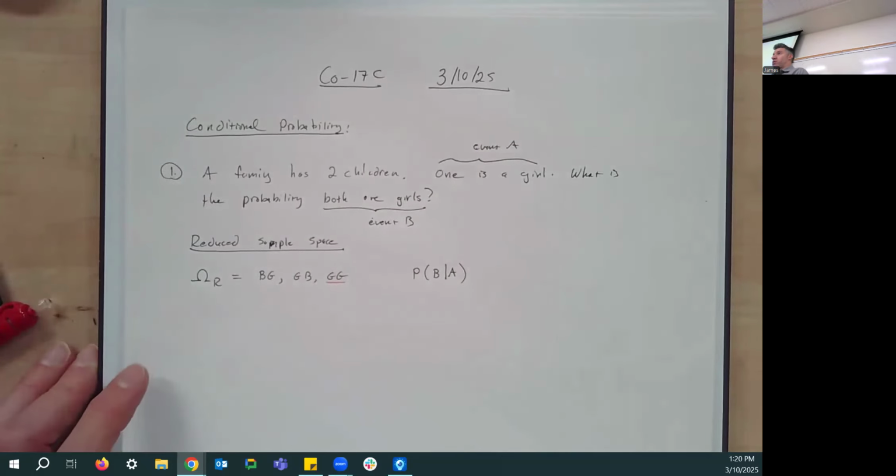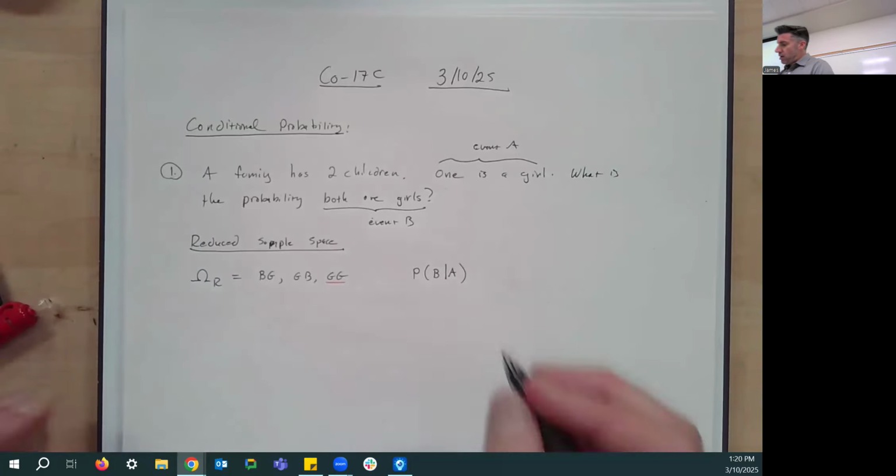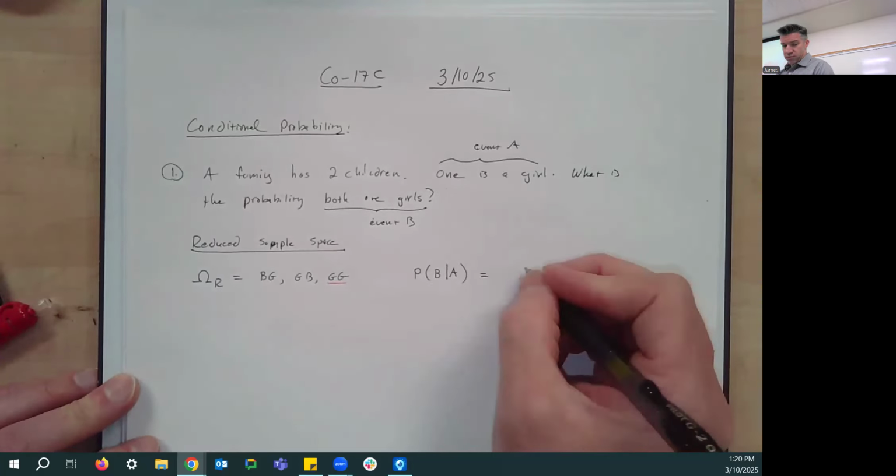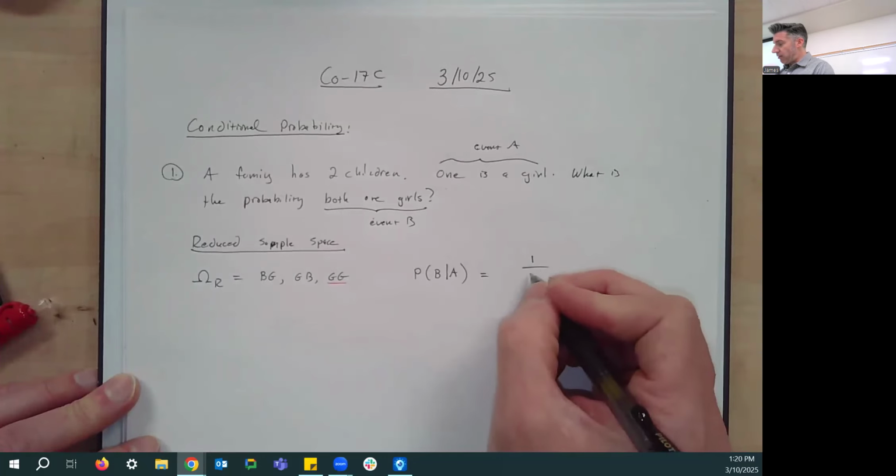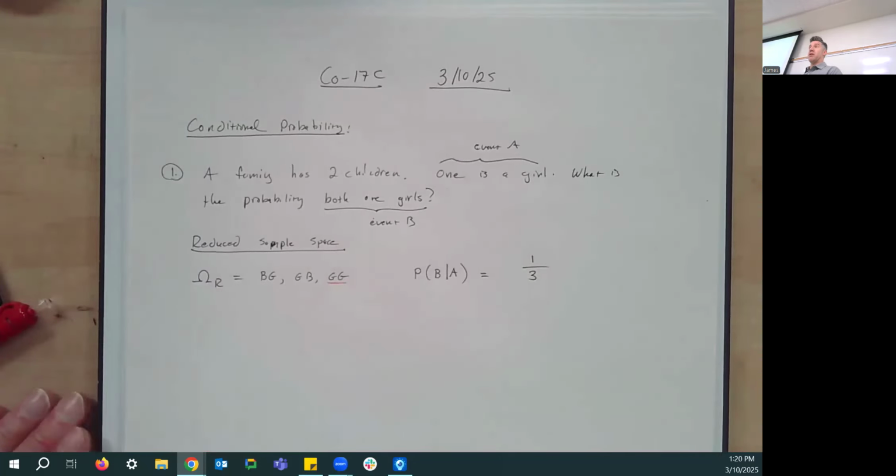We know one of the kids is a girl. Could be the oldest, could be the youngest. We don't know which. That's actually an important piece of information, that we don't know which child is the oldest or which child is the girl. That's going to be, well, one way of getting what you want. Out of 3 ways of any of these things can happen, 1 out of 3.